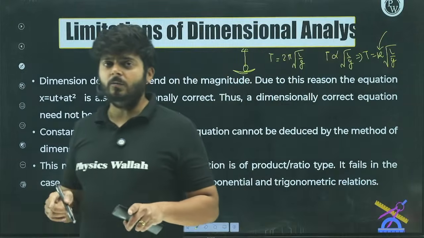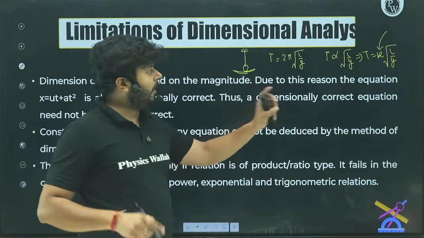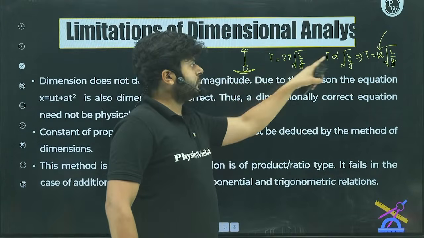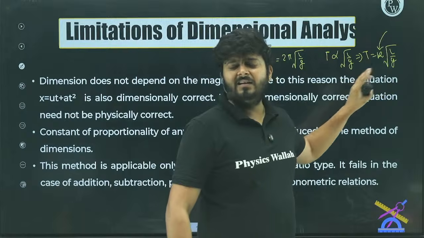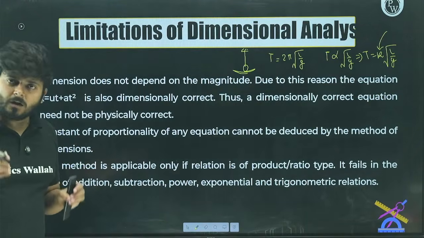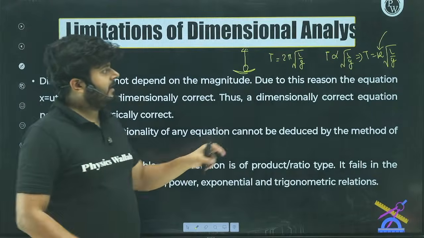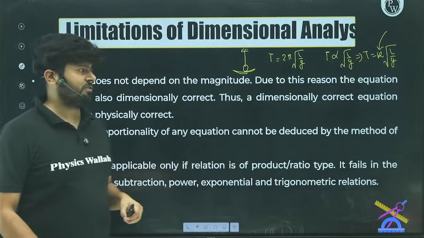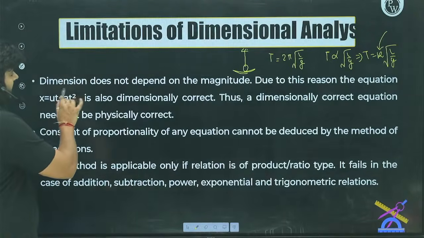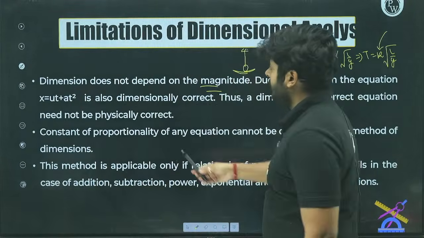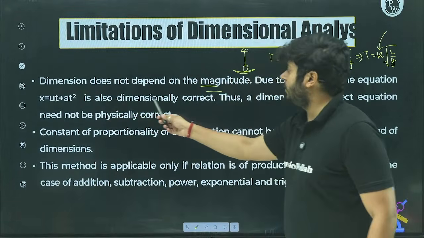You can figure out with the help of dimensional analysis what the relation is between time period, the length of this pendulum and G. You can relate all these variables, but you cannot figure out the value of the constant with the help of dimensional analysis. So we can say that dimension does not depend on the magnitude as well, and for that reason this equation is also dimensionally correct.